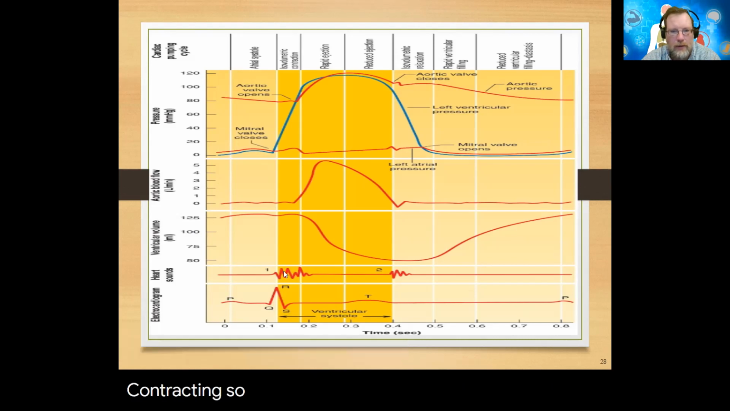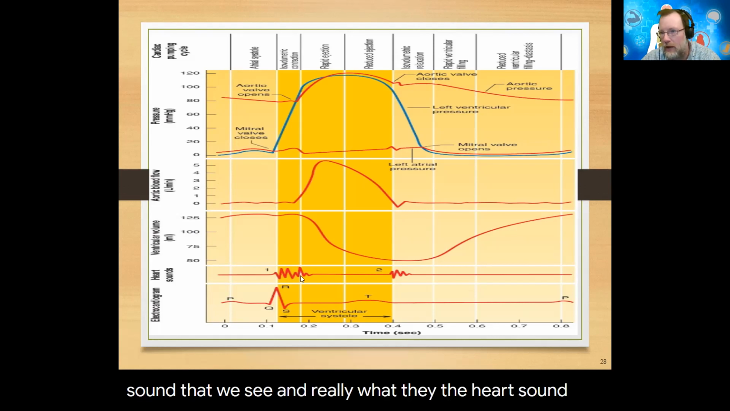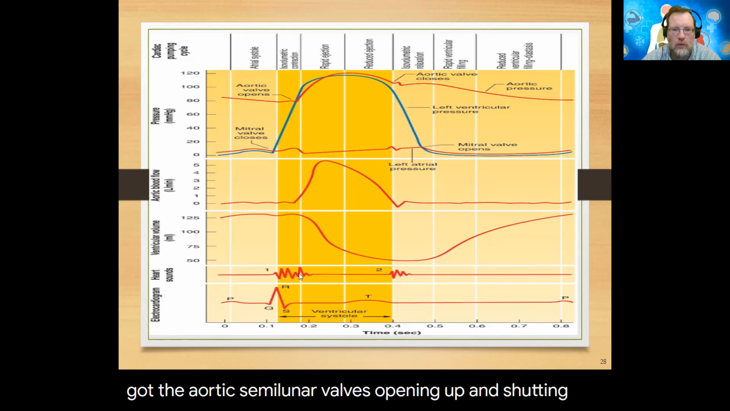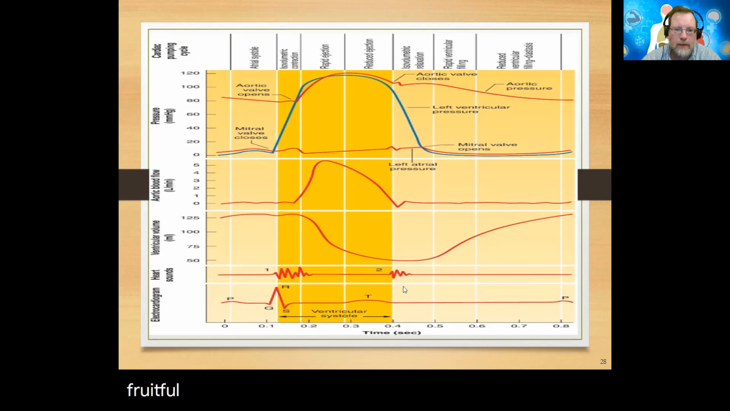So one of the heart sounds, the first heart sound that we see. And really, the heart sounds are the valves. Okay, the lub and dup are the valves. So we've got the aortic semilunar valves opening up and shutting. Floop, floop. Okay.